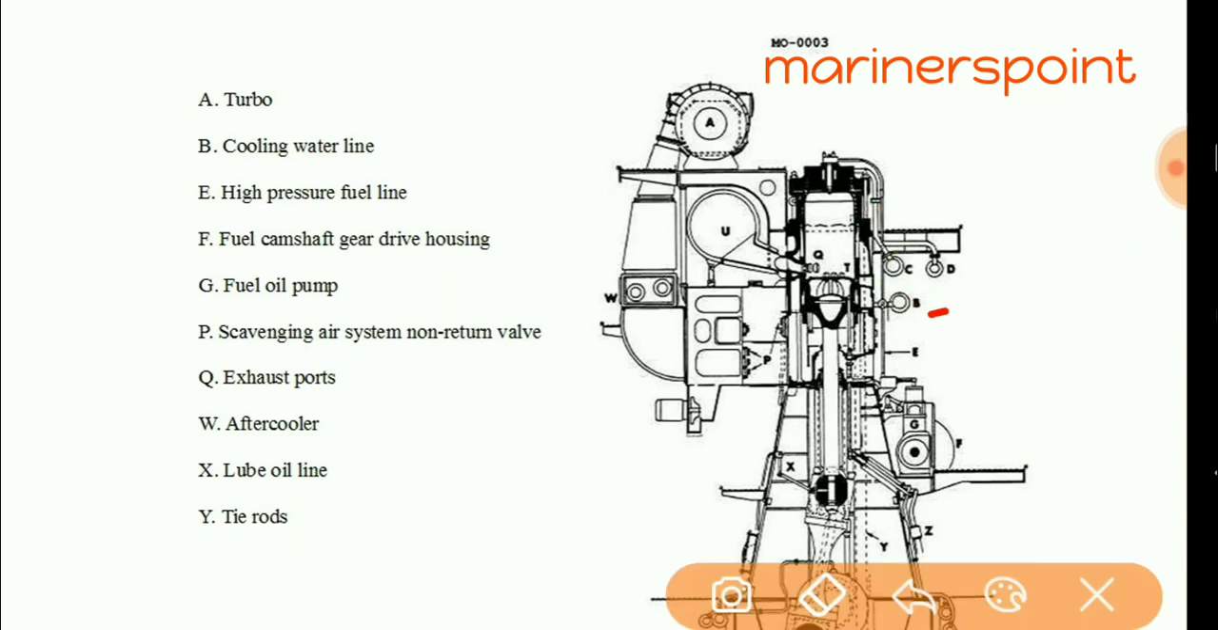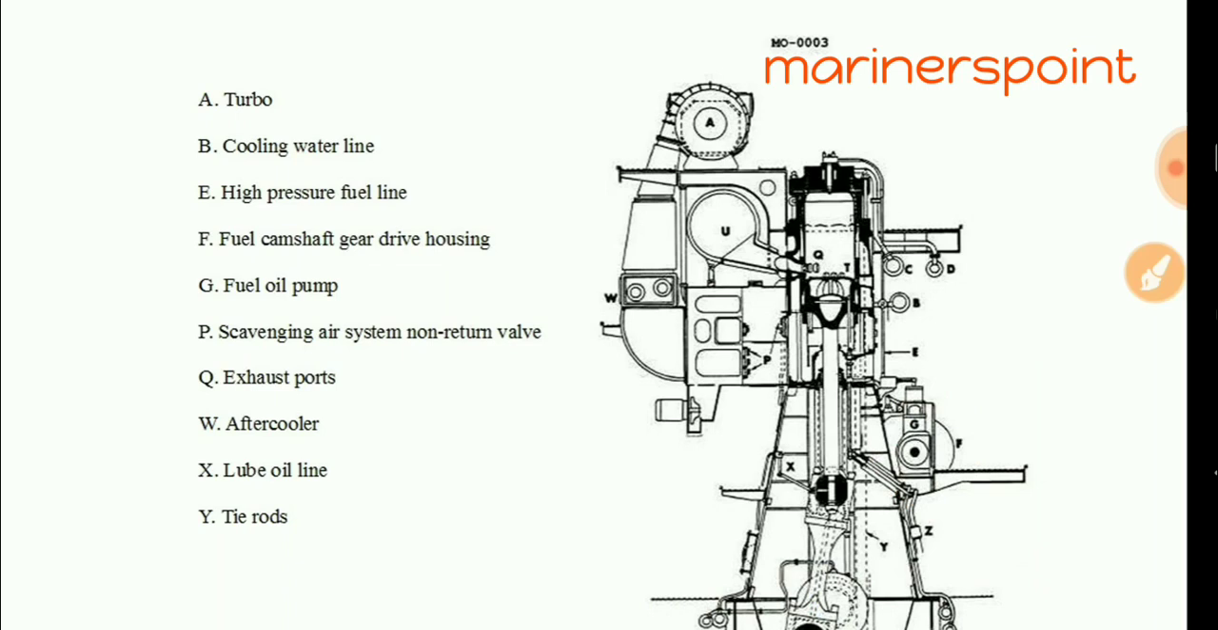Now E is the high pressure fuel line coming from the fuel pump, okay, which will go to the fuel injector. This is our fuel injector. We can see this is going to the fuel injector from the fuel pump, okay. This is our fuel pump. And system F is showing the fuel camshaft gear drive housing. For driving the fuel pump there is a fuel camshaft gear drive system, okay.